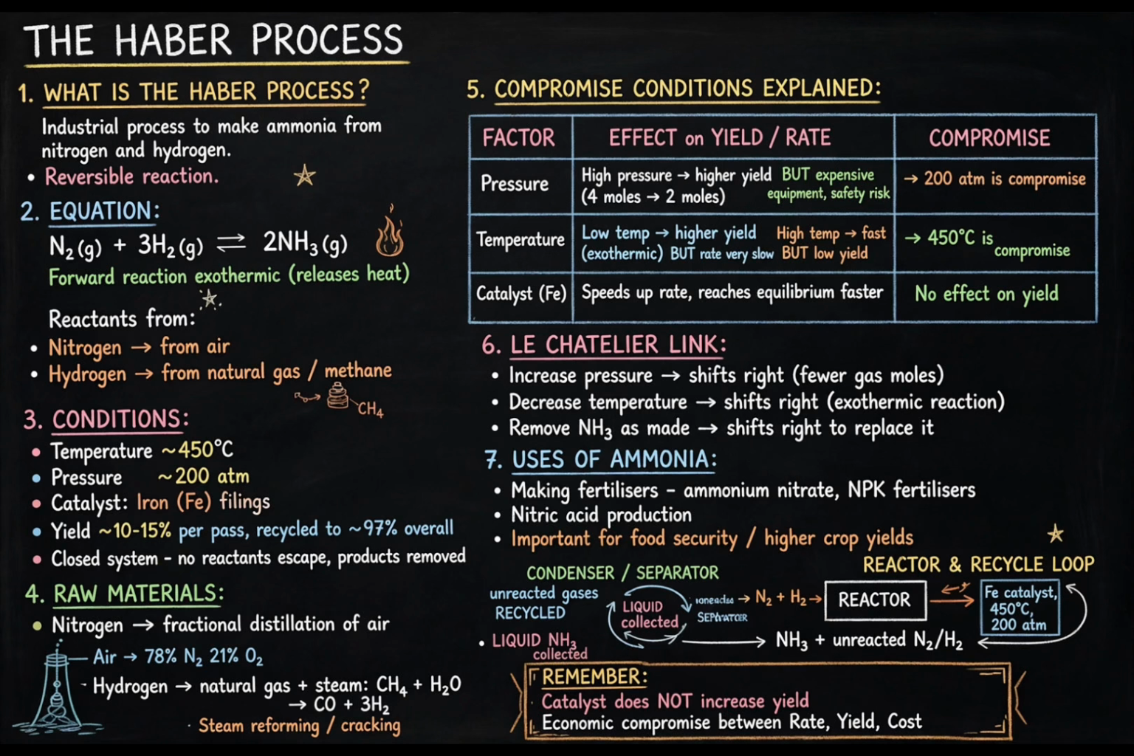Catalyst iron speeds up rate, reaches equilibrium faster, no effect on yield. Le Chatelier link. Increased pressure shifts right, decreased temperature shifts right. Remove NH3 as made shifts right to replace it.